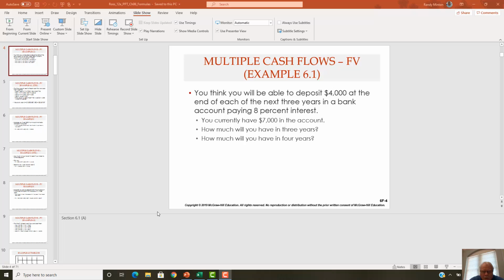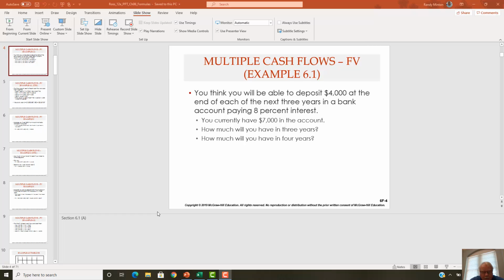You think you are able to deposit $4,000 at the end of each of the next 3 years in a bank account paying 8% interest. So notice the wording there, at the end of each of the next 3 years. You currently have $7,000 in the bank. How much will you have in 3 years and how much will you have in 4 years? Well, there are several little problems that have to be calculated here. And so let's just take a look at the first one.